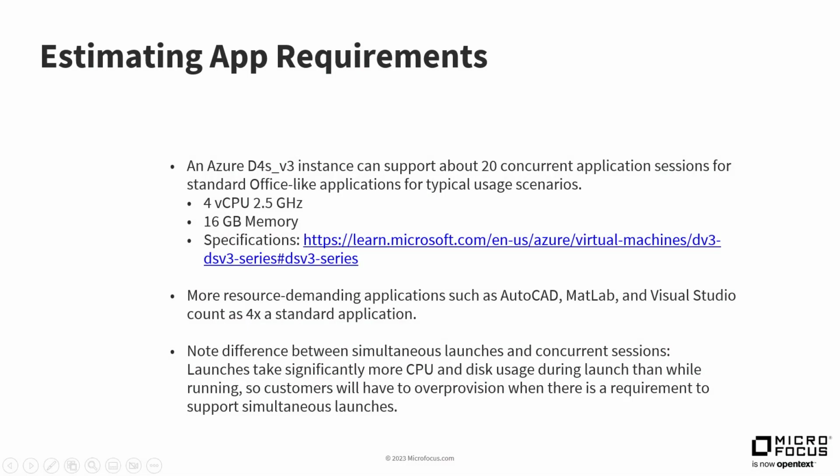For estimating application requirements, typically we have found that an Azure D4S V3 instance can support about 20 concurrent sessions for standard Microsoft Office-like applications in typical usage scenarios. This machine is a virtual machine, but it is on Microsoft's hypervisor, so it's not like a VirtualBox machine where you share with normal desktop-class software. It has 4 virtual processors at 2.5 gigahertz, and it has 16 gigabytes of memory.